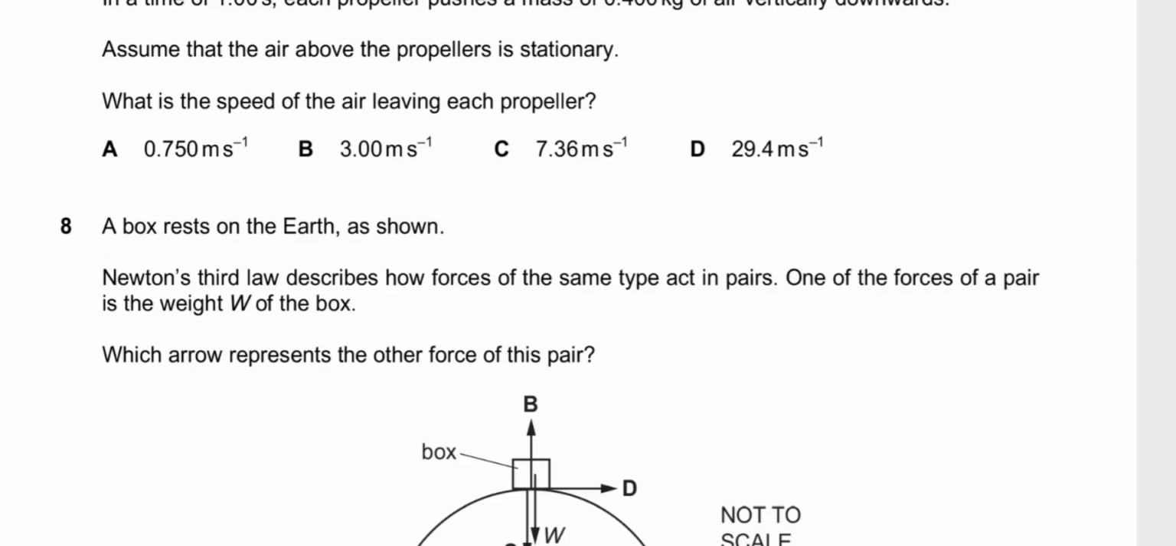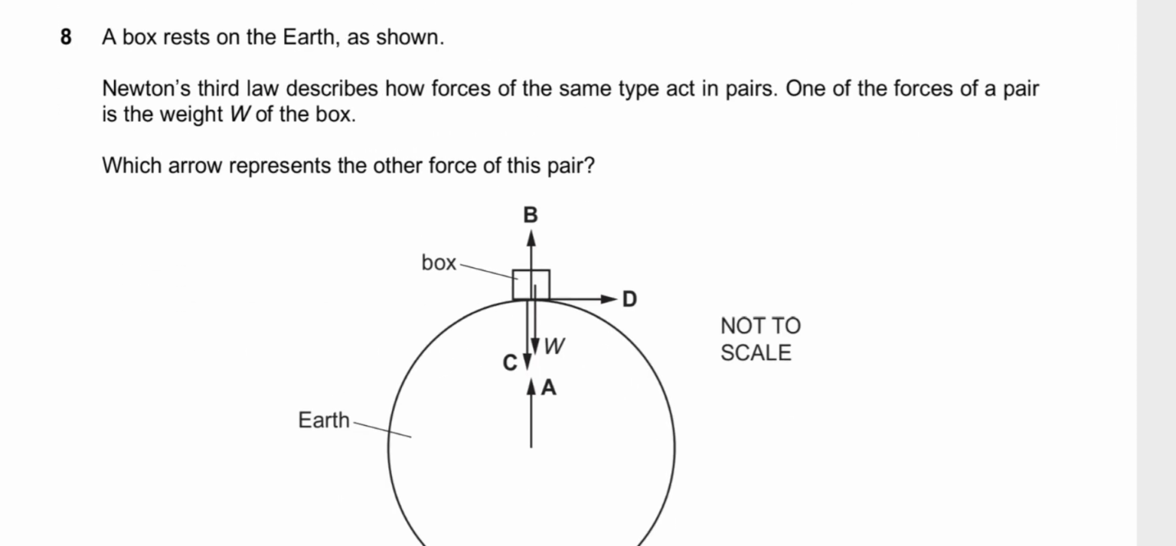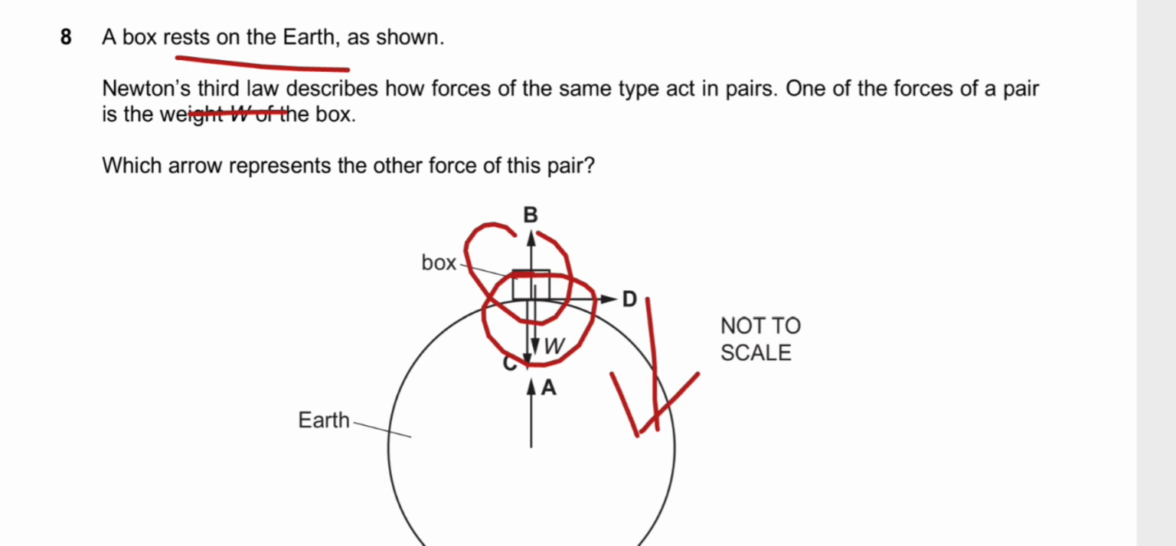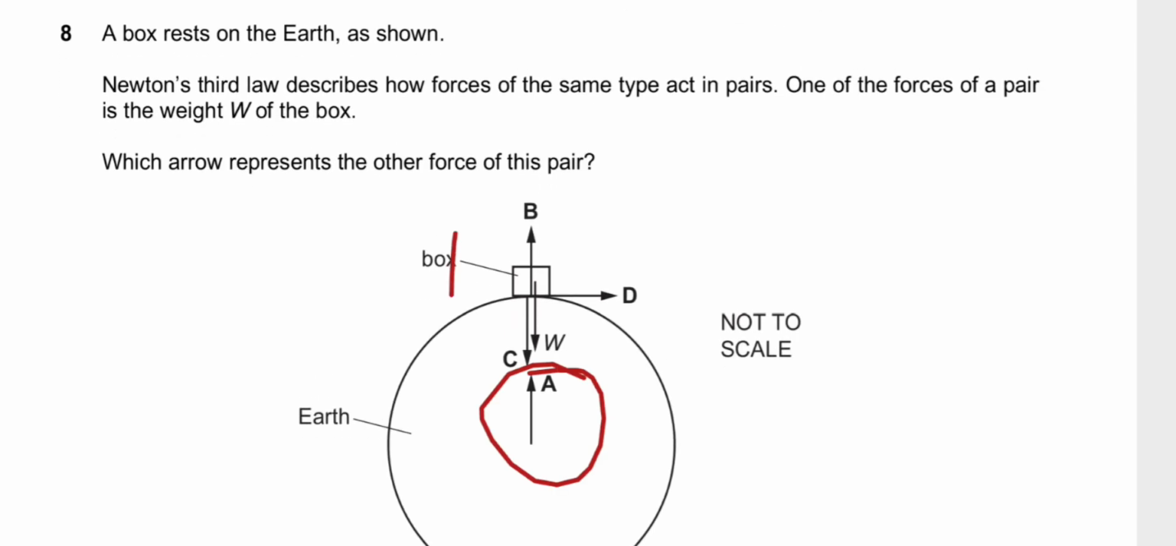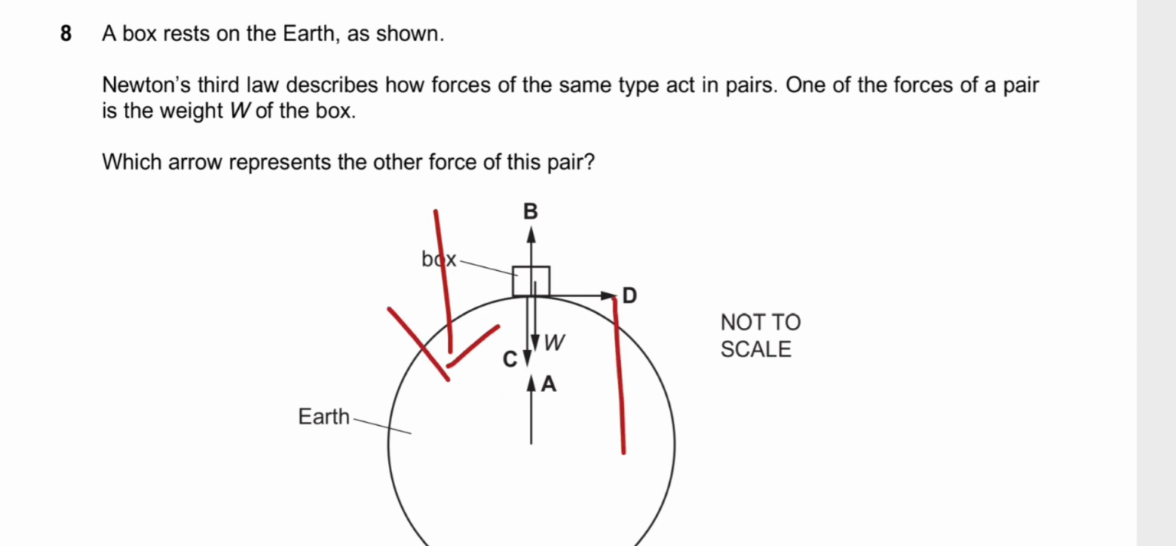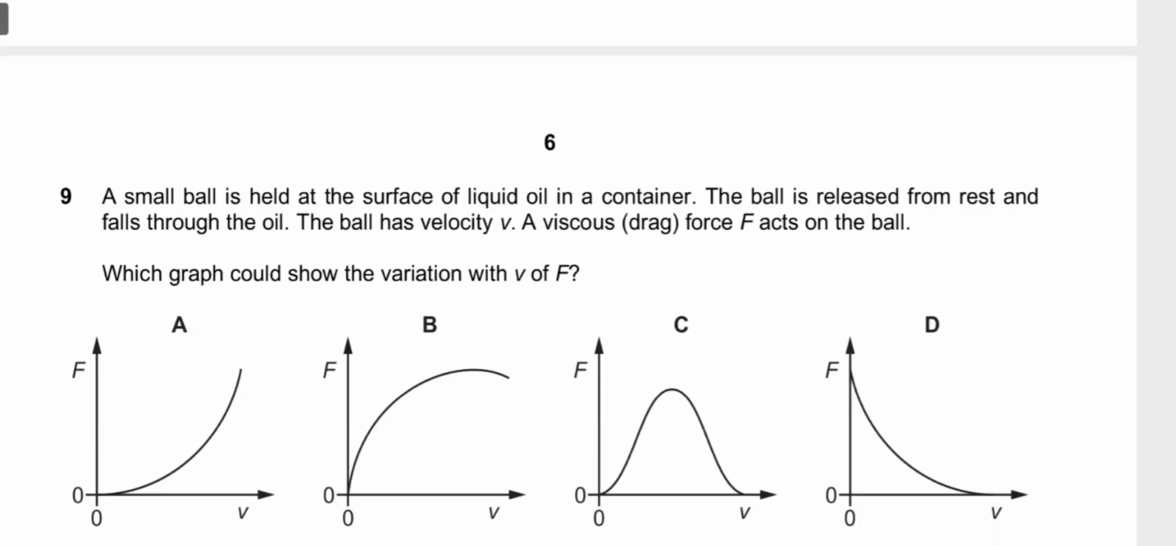Okay, moving on to the next question. An object rests on Earth. We're given an object resting on Earth, and we're told Newton's third law applies. So we want to find the arrow which represents the other force. This is basically the weight acting downwards, and the weight is the force of the Earth on this object. So this object will also exert a force on the Earth. It will pull the Earth upwards. The Earth will pull this object down, and the object will also pull the Earth upwards, but the Earth cannot feel it because the Earth is too big, so it cannot cause a change in the velocity of the Earth.